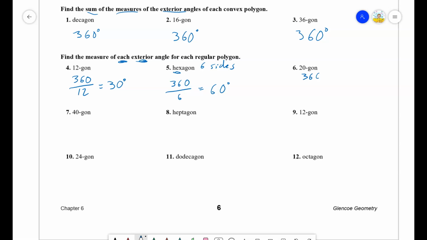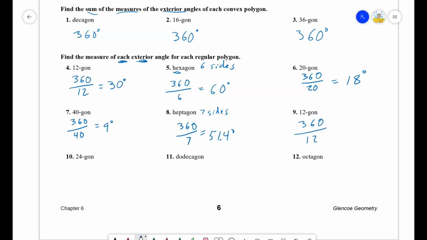Take 360, divide it by 20. Okay, each of those would be 18 degrees. And if our figure has 40 sides, 360 divided by 40 gives 9 degrees. Hepta and septa, both of these would be 7 sides. So 360 divided by 7 doesn't divide very evenly, but it's 51.4 degrees each.